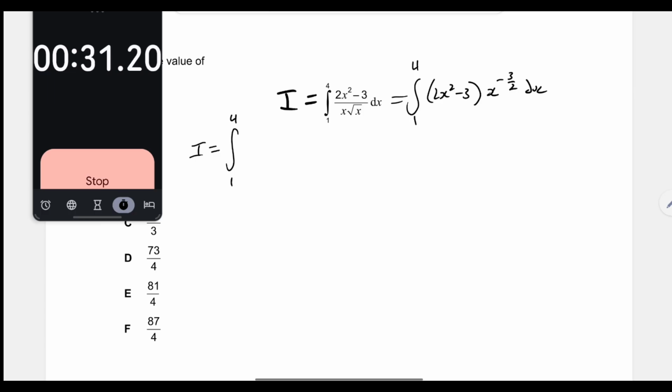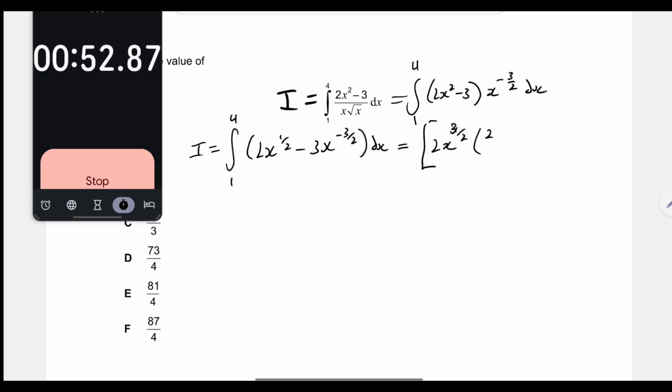So here we go, that's 4 to 1. That's 2x to the 1/2 minus 3x to the minus 3 over 2 dx. And then when we integrate, increase the power by 1, then divide by the new power. So that's going to be 3 over 2, and divide by the new power, that's going to be 2/3. So increase the power by 1, that's minus a half, divided by the new power, that's minus 2.